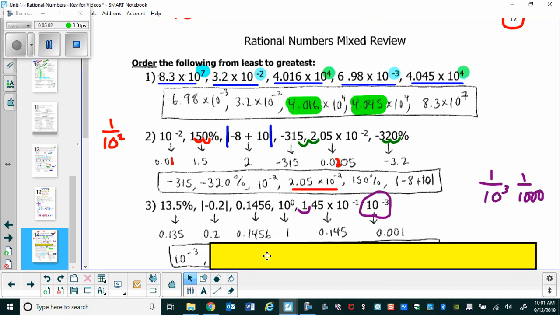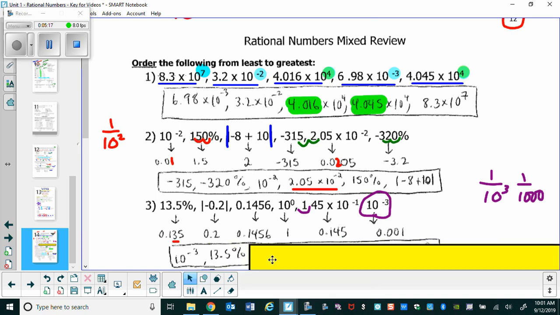There it is. Now after that, I'm going to look at the 1 and the 1 and the 1. Now I need to go to the hundredths place. So the 3 is smaller than this 4 and this 4. Okay, so that's where I'm getting the 13.5% next.